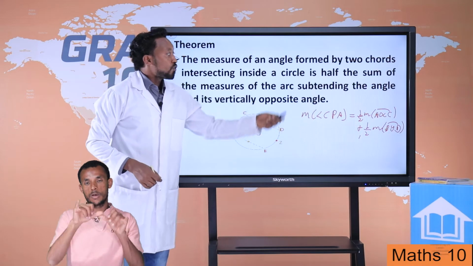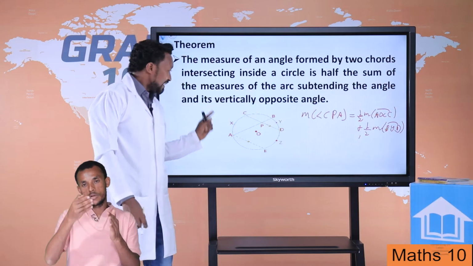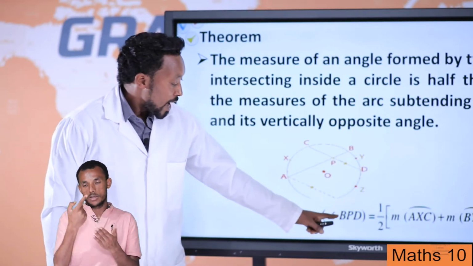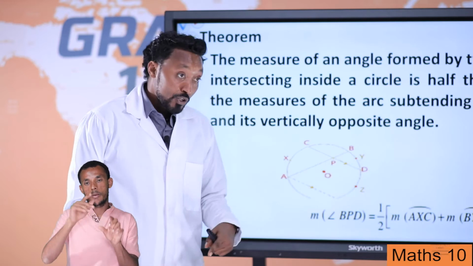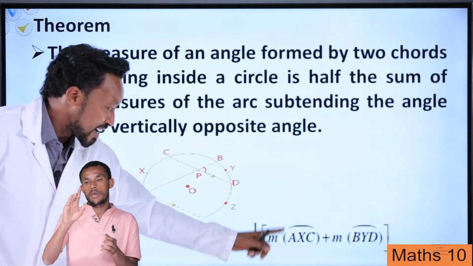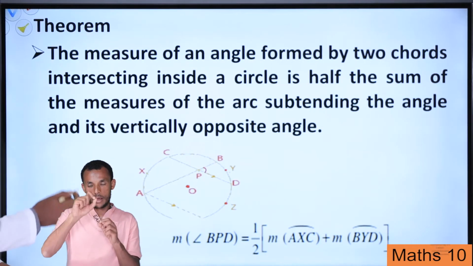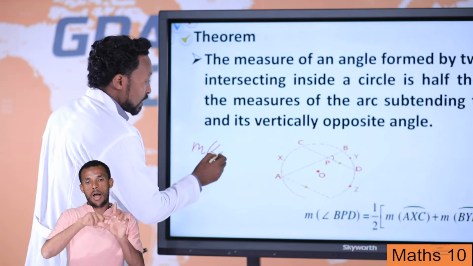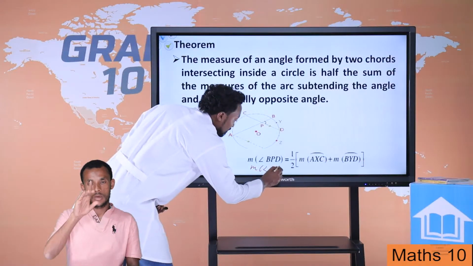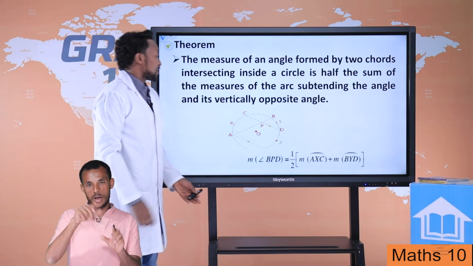The measure of an angle formed by two chords intersecting inside a circle is half of the sum of the measures of the arcs subtending the angle and its vertical opposite angle. Here, the measure of angle BPD, which angle is BPD? This angle. BPD is half of the measure of arc XC plus half of the measure of arc BYD. The same as the measure of angle CPD, because they are vertical opposite angles. Why is it equal? Vertical opposite angles. Therefore, this is the same idea.